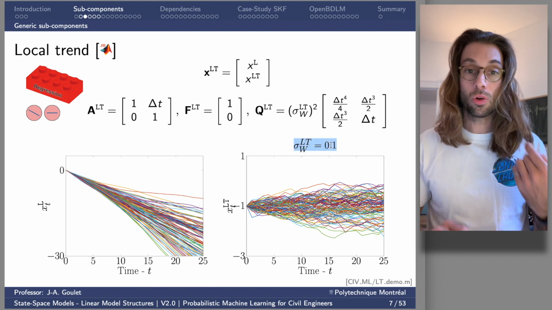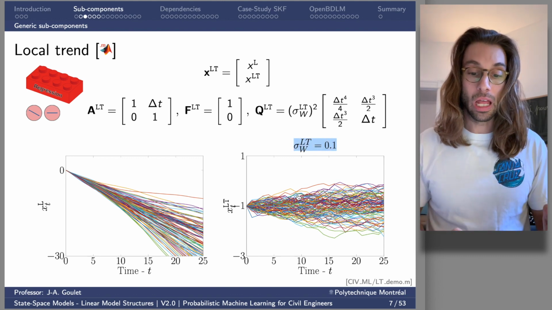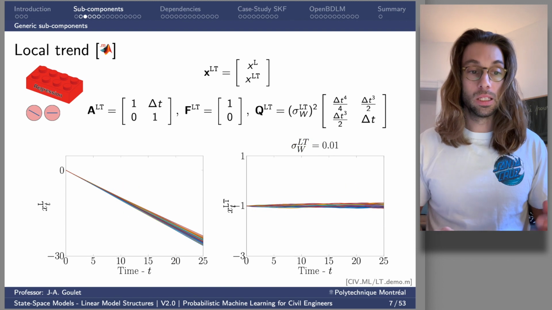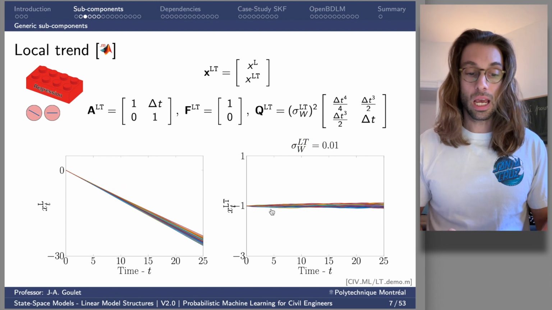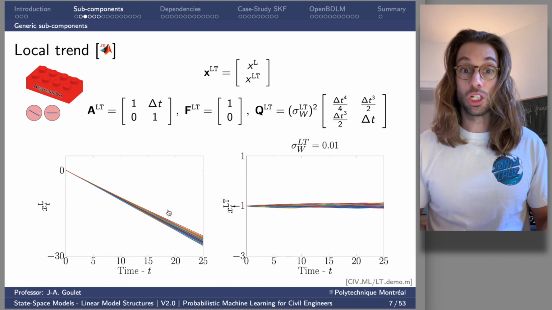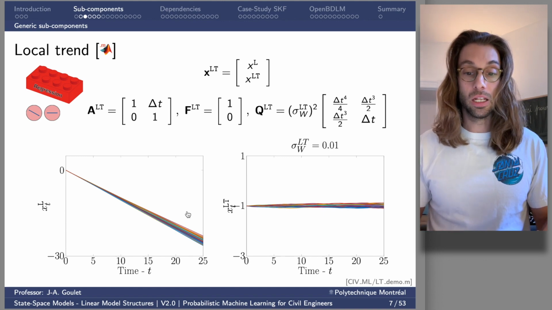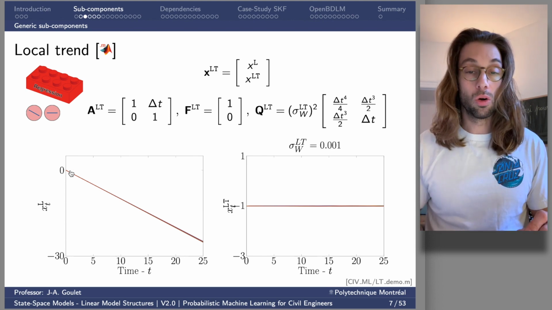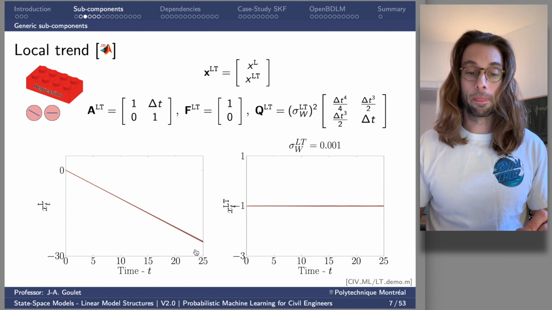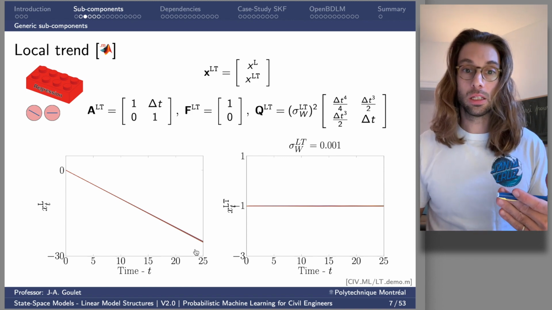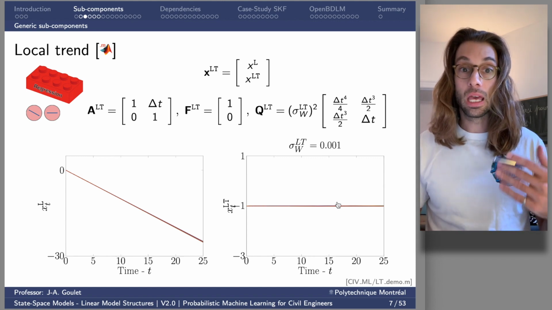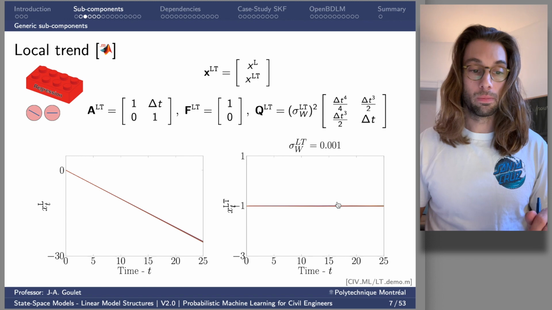So the larger this parameter, the more change we're going to allow in the speed, the more fluctuation we're going to expect in the level. If instead of being 0.1, it's 0.01, so much smaller, in this case we're going to have a behavior with much less variability, both in the speed and in the level. If I take something even smaller, I can have an almost constant or constant speed behavior. Okay, so the locally constant or local trend means that here my speed is a locally constant quantity.